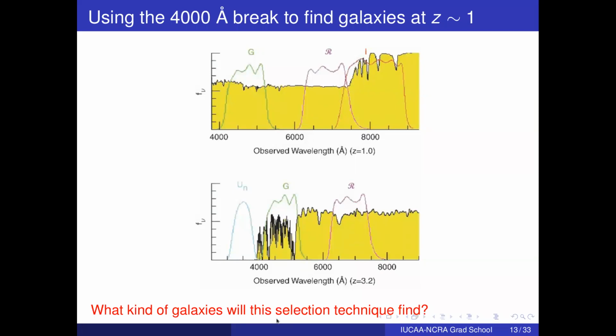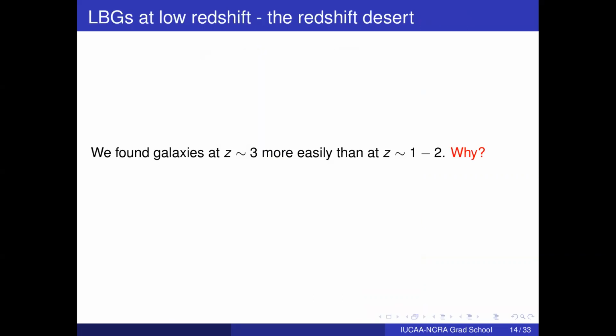So this kind of selection technique will obviously be likely to find galaxies with an evolved stellar population. Okay, I use ellipticals as an example, but that's only in the local universe. The morphology may not be elliptical, but these are galaxies with an older stellar population. And so you can find galaxies at redshift 1.